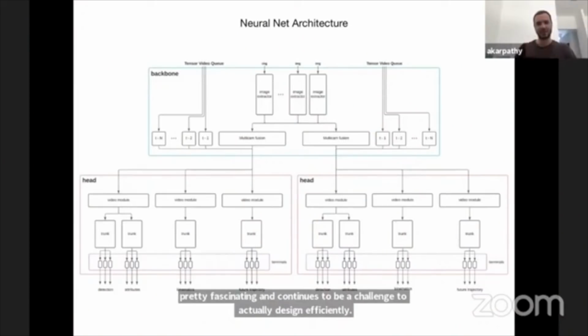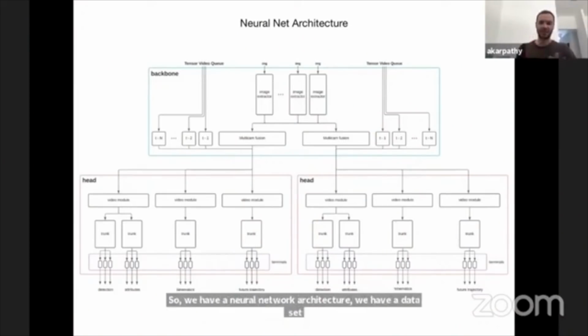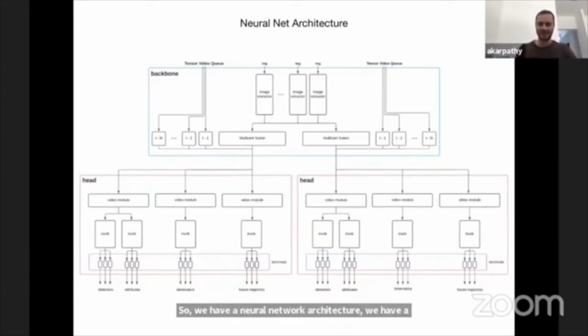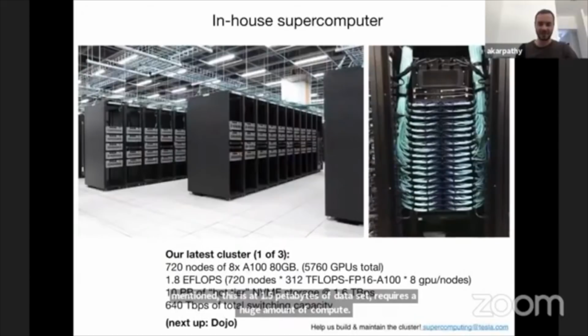So we have a neural network architecture. We have a data set. Now, training these neural networks, like I mentioned, this is a 1.5 petabyte data set, requires a huge amount of compute. So I wanted to briefly give a plug to this insane supercomputer that we are building and using now.